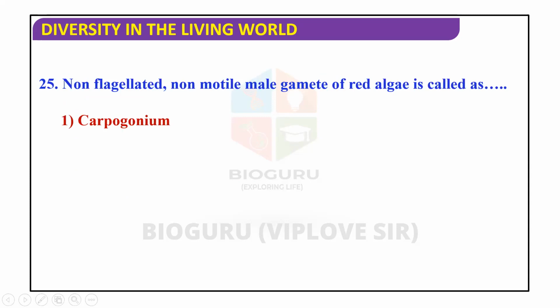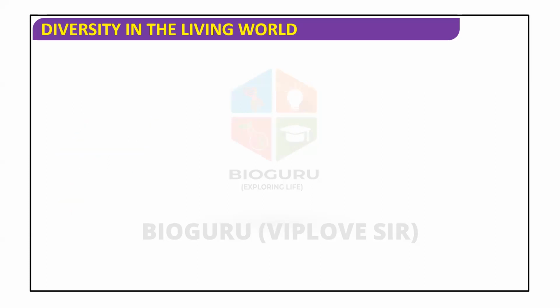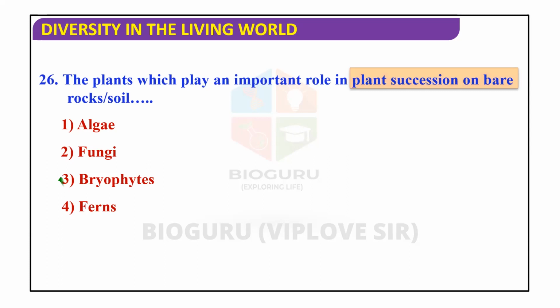Non-flagellated. Flagella are not there, so obviously they are non-motile. Male gamete of red algae is called as carpogonium, spermatium, sporogonium, or antheridium. It is spermatium. The plants which play an important role in plant succession on bare rocks or soil: algae, fungi, bryophytes, or ferns. Succession on bare rocks? Yes, it is bryophytes.